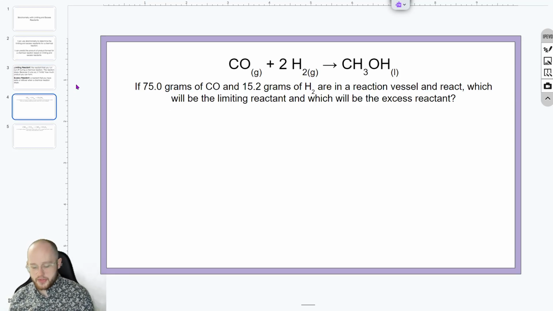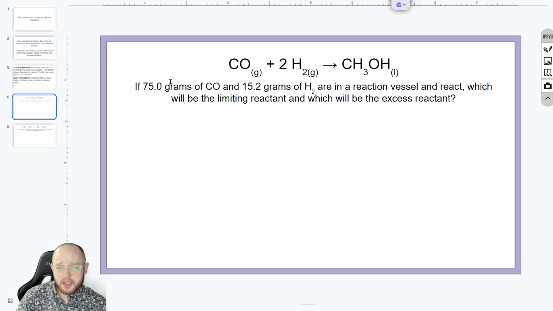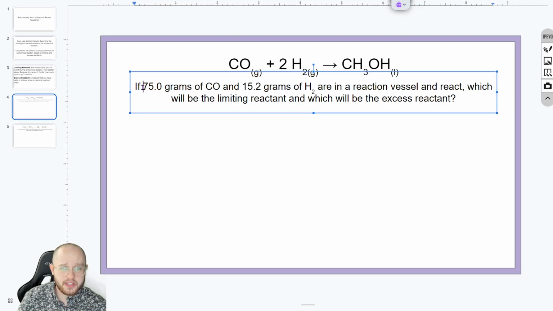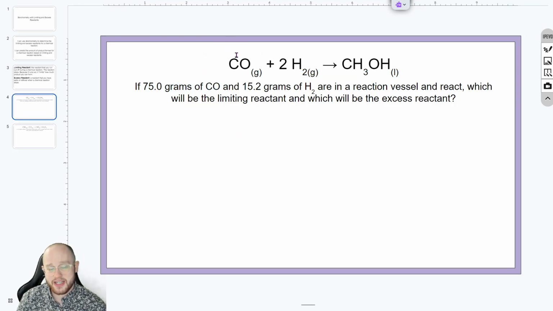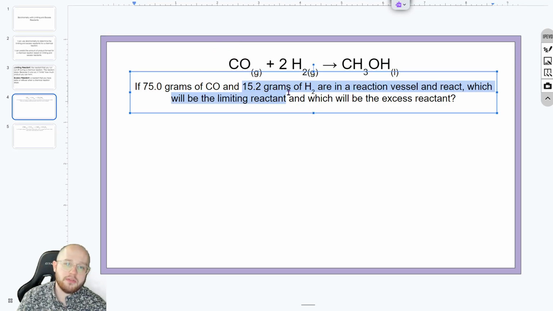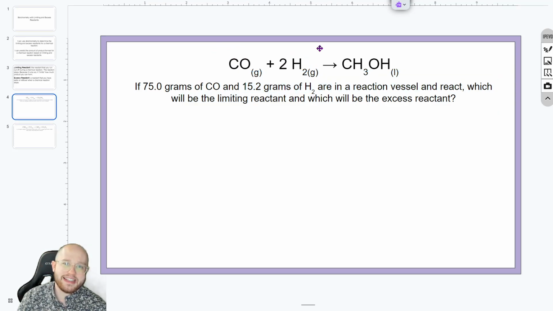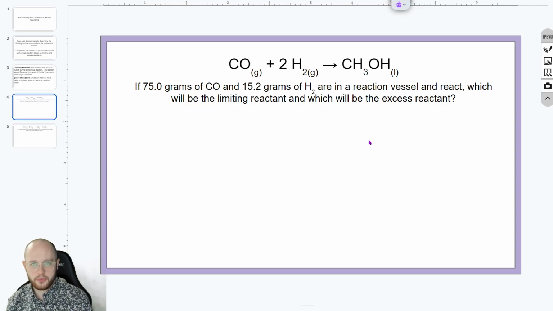This is what a problem will look like if it's going to ask which is going to be limiting, which is going to be excess. A very clear sign that I'm going to be dealing with limiting or excess reactants is that you're going to be given amounts of two reactants. For example, I'm given 75.0 grams of carbon monoxide. That is a reactant. I'm given 15.2 grams of H2. That is a reactant. That is the sign right there. I'm going to be dealing with a limiting reactant calculation.